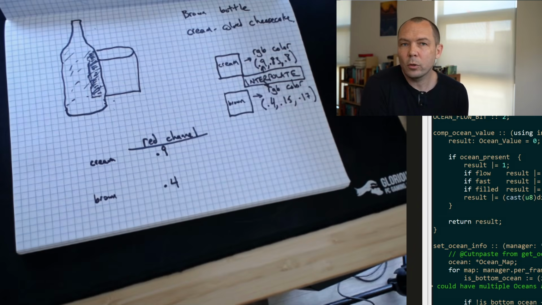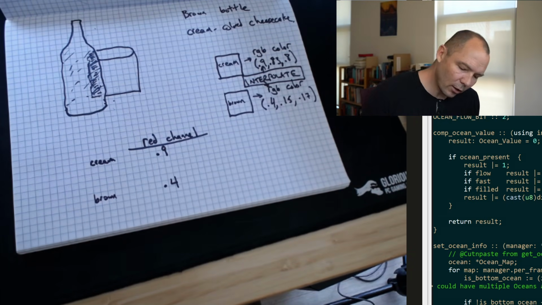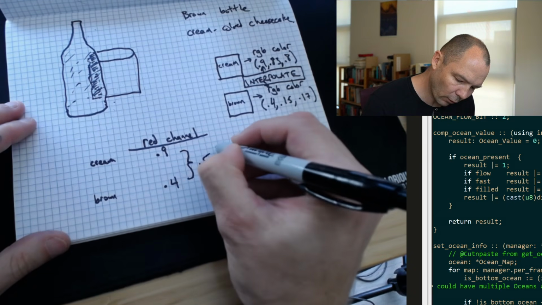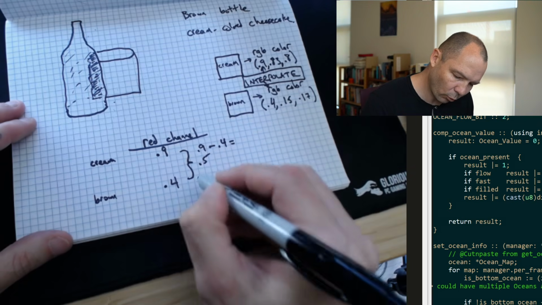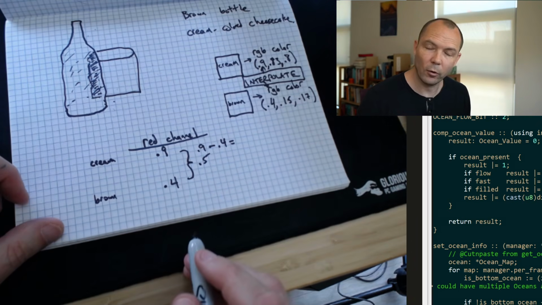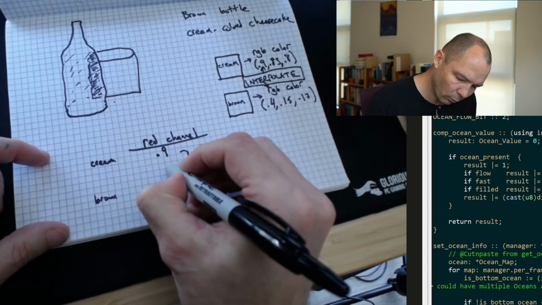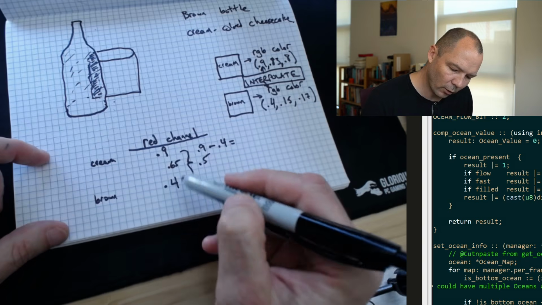Well, how do you go between those? It's pretty obvious, right? Let's say you want halfway between. The difference between these is 0.5, right? 0.9 minus 0.4 equals 0.5. If you want to go halfway, well, you could go halfway, right? So you could go 0.65, right in the middle. You could go between 0.65 and 0.9, whatever, right?